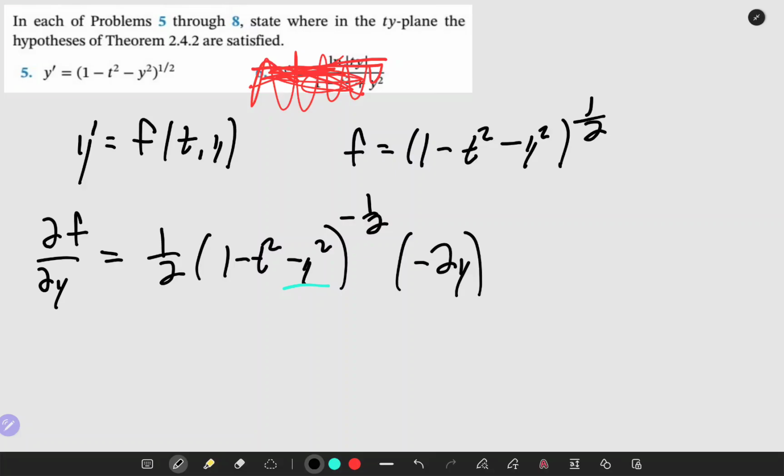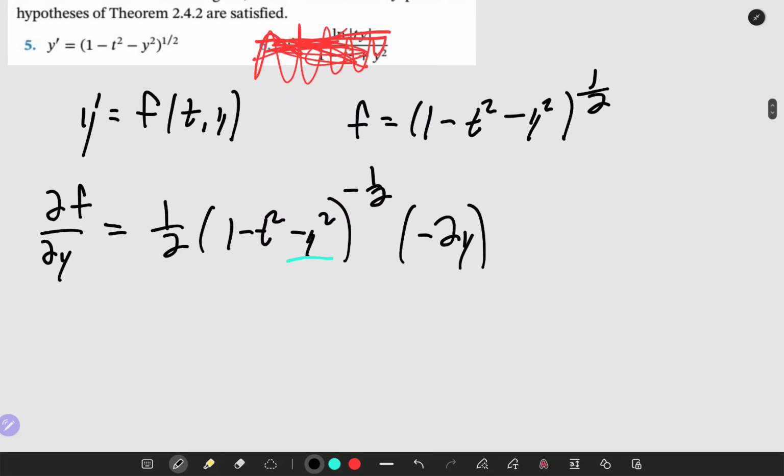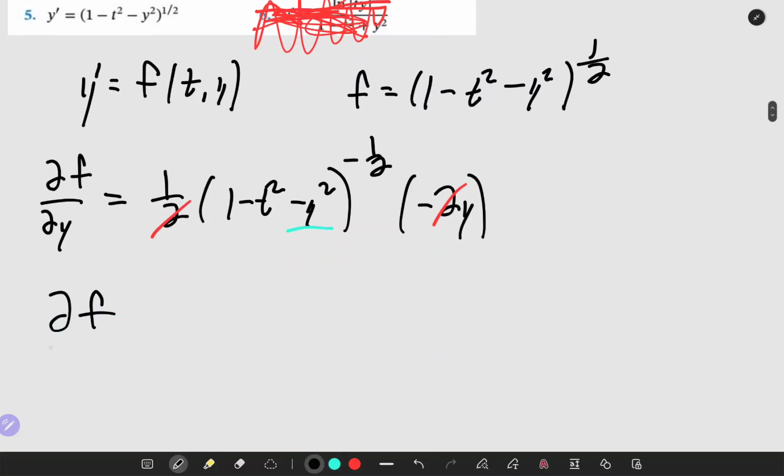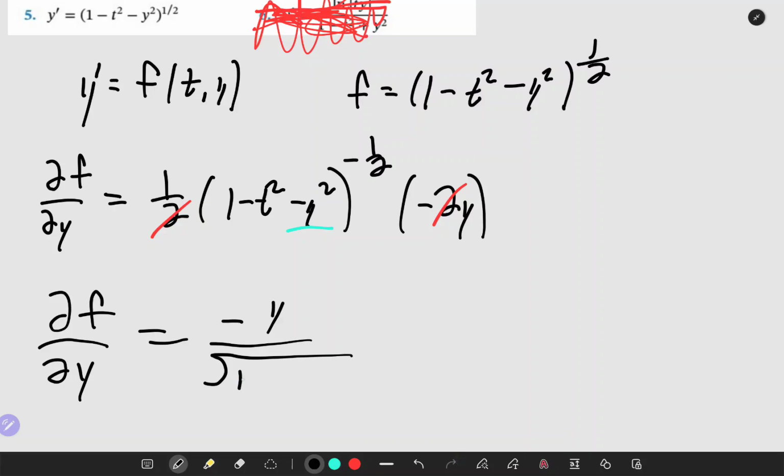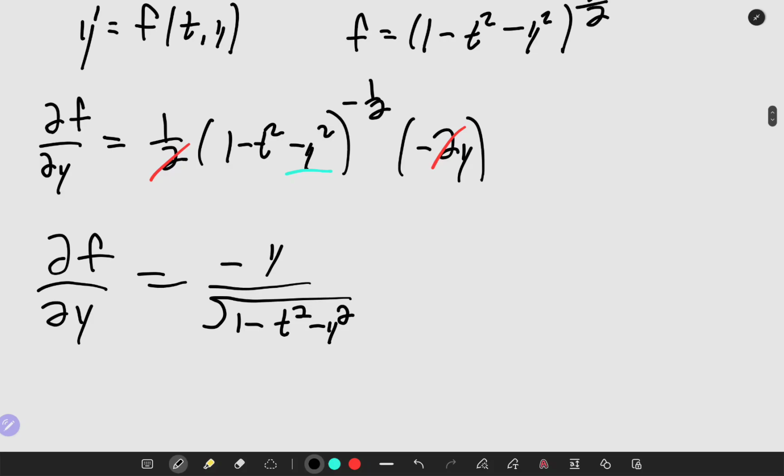Okay, so now we can simplify this. I can already see these 2's are going to cancel. And we're going to be left with, so the partial of f with respect to y is going to look like negative y over the square root of 1 minus t squared minus y squared. And I can already tell that we're going to have a circle here because of the denominator.